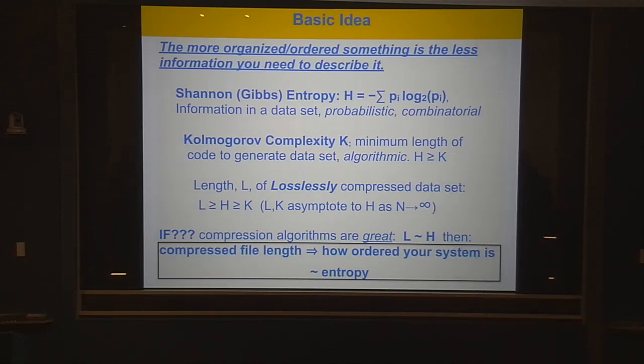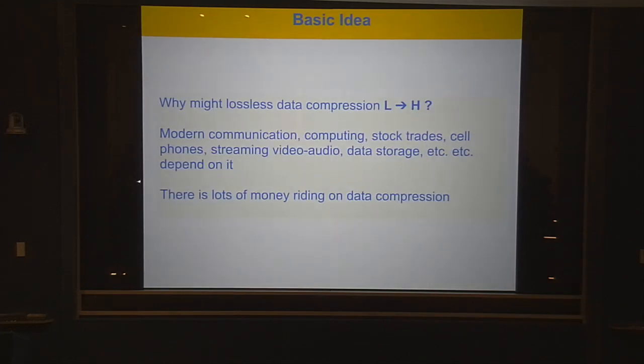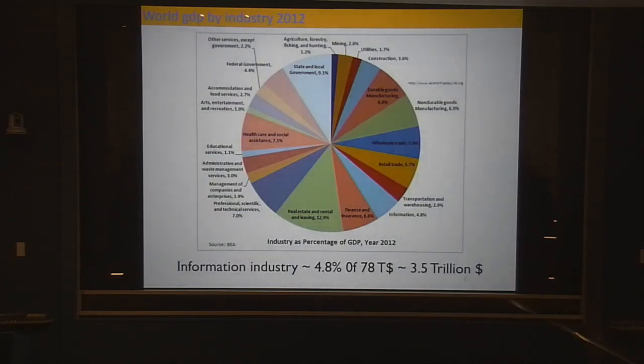And why might this work? The reason it might work, if these things are great, is because everything you do nowadays, communication, computing, stock trades, cell phones, streaming video, data storage, everything depends on data compression. And the people in information theory and computer science know that, and they know what the limit is. The limit is the Shannon entropy, so they do the best they can.